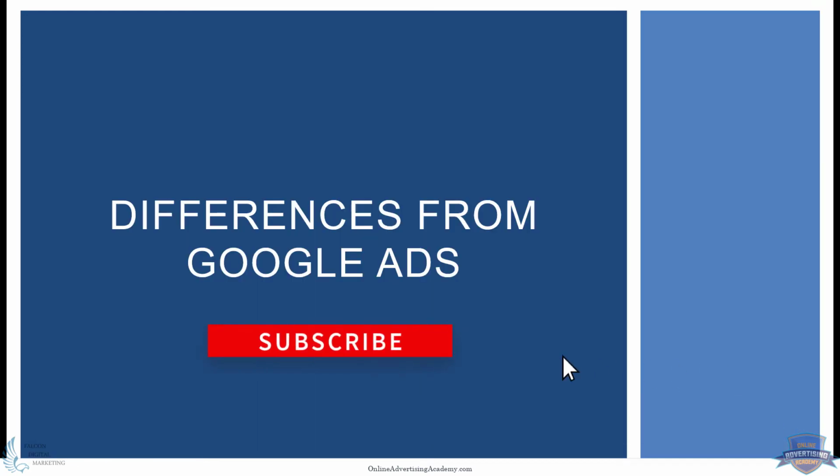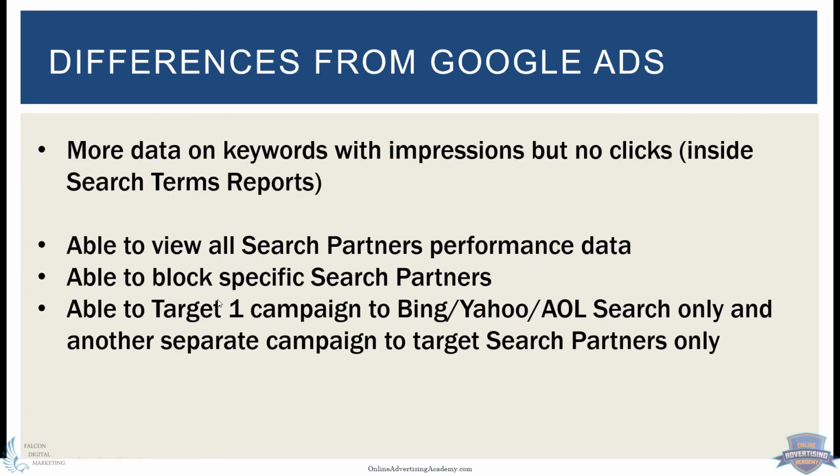So next we'll talk about some differences from Google Ads. They update their features from time to time, but these ones have been the same over the years. So one huge thing, you'll get a lot more data on your keywords with impressions, but no clicks. With Google, this rarely shows up, if ever. Typically when you go to a search terms report to see what people are actually typing for your keywords, you'll only see clicks, and Google even updates it to where you don't even see all of the clicks.